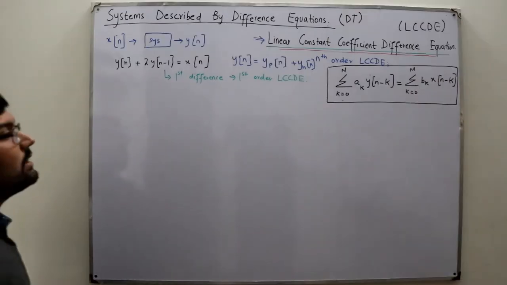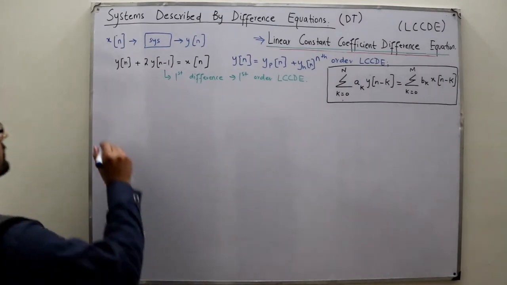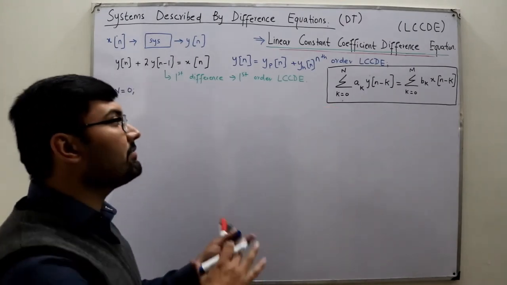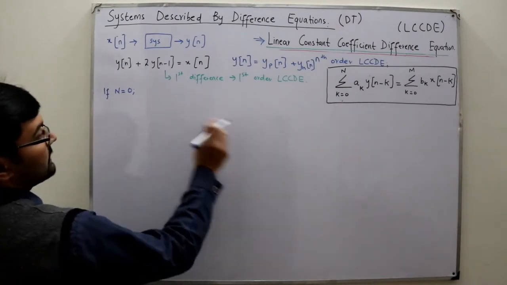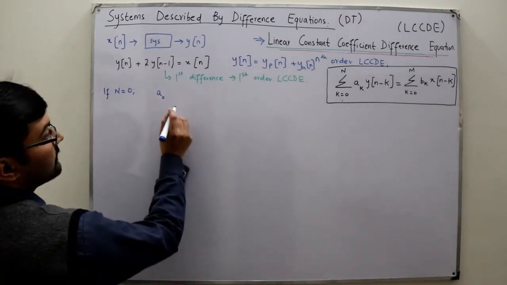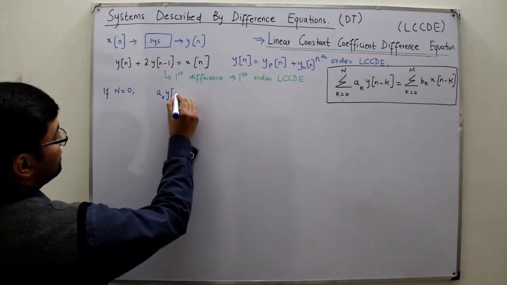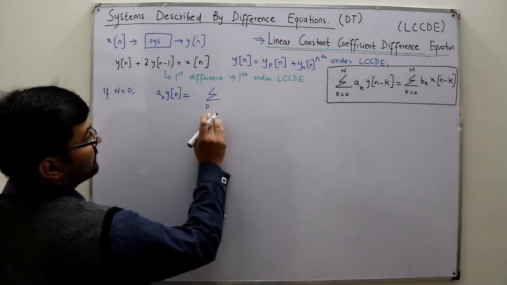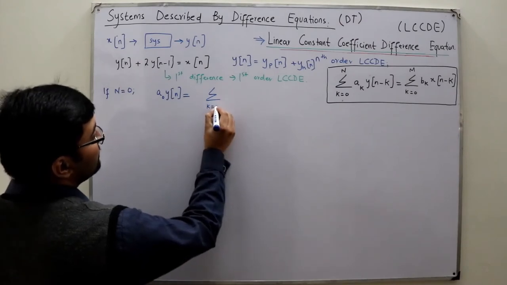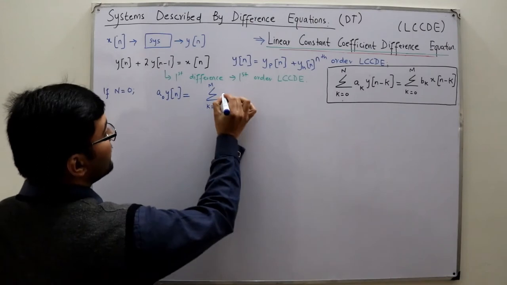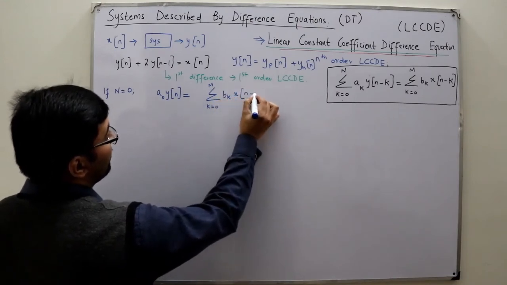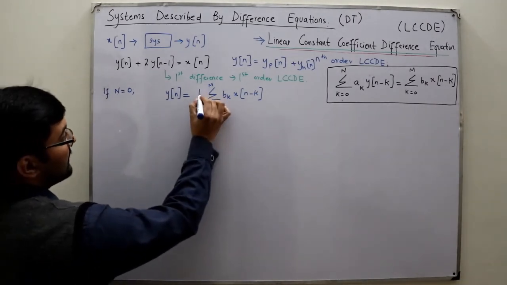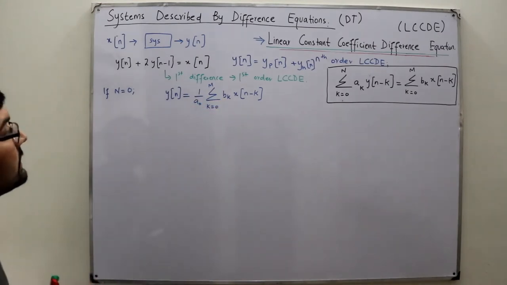Fine. Now in this equation, if my n is equal to 0, which means you don't have the difference of the output involved, so what would you have? a naught y of n is directly equal to the summation, k running from 0 to m, of bk x of n minus k. And now if I write it in terms of y of n, this a naught would come to the other side. So I would have 1 over a naught times this thing.